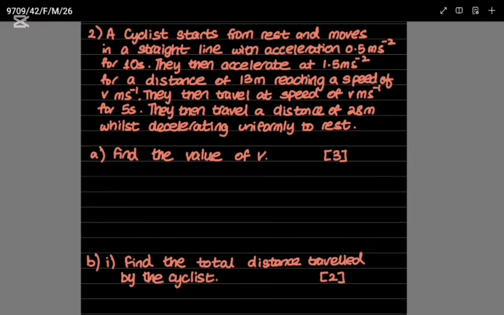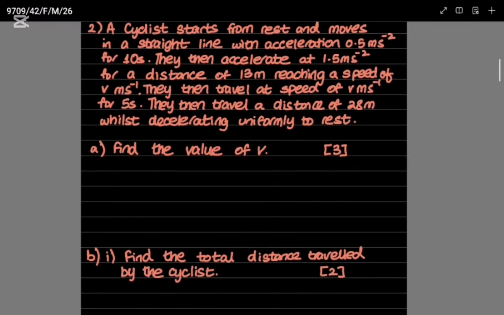Alright, so question number 2. A cyclist starts from rest and moves in a straight line with acceleration 0.5 meters per second squared for 10 seconds. Blah blah blah, I'm not going to read all of it. Right from here I know that it's a kinematics question. Let me draw it properly. Draw a rough sketch again.